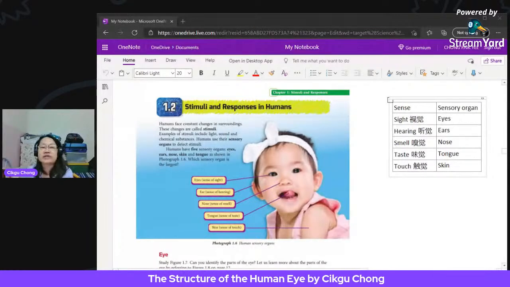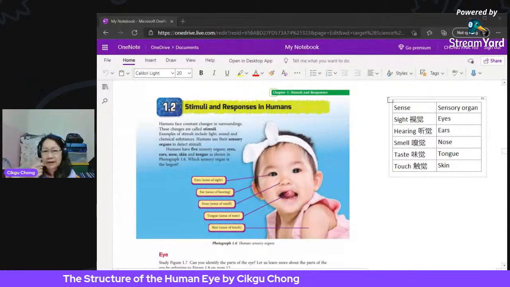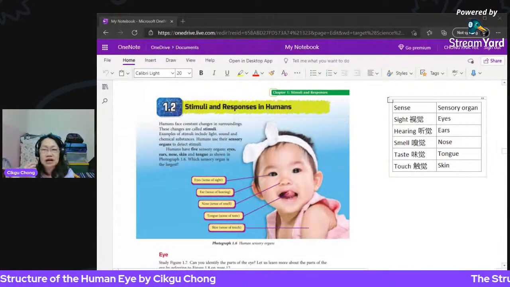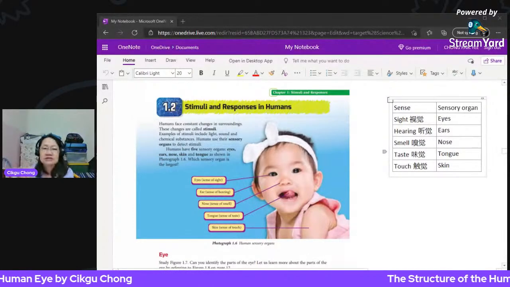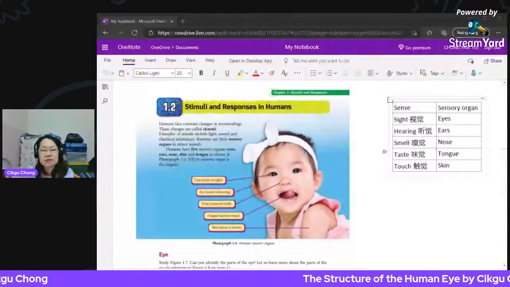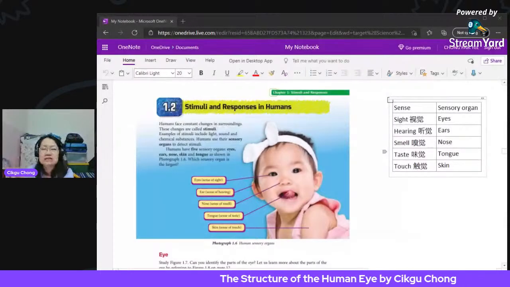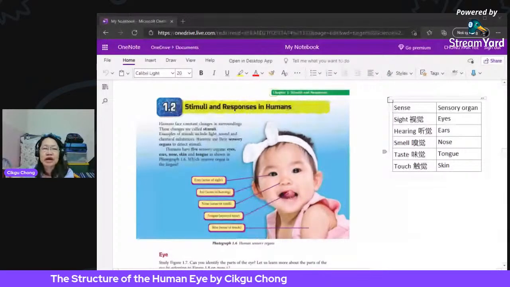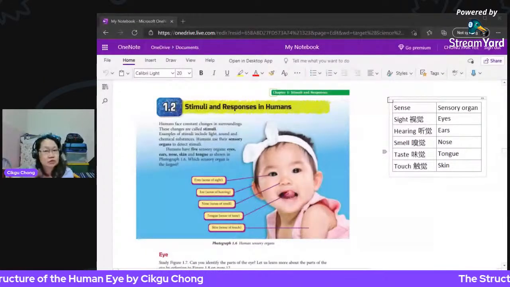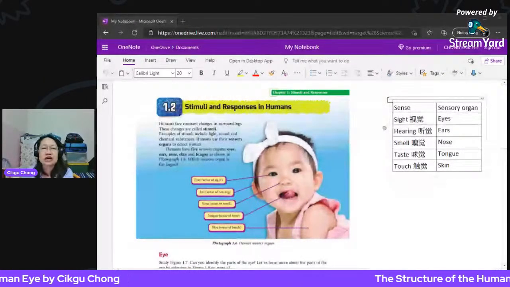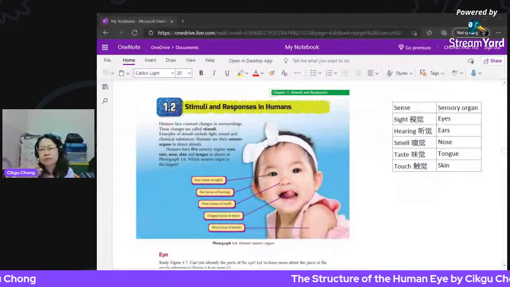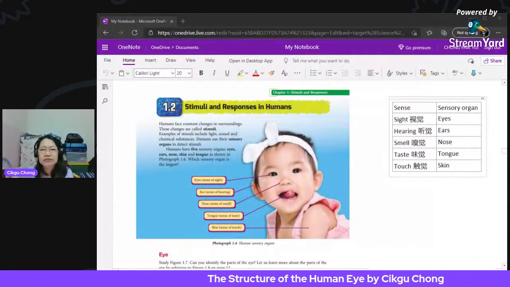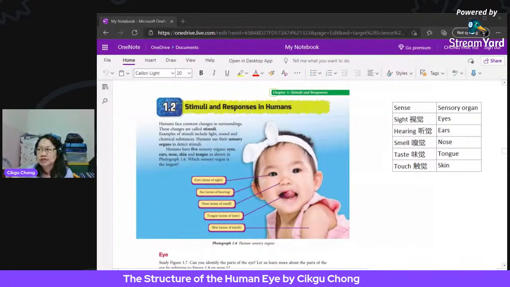Taste when you eat something, whether it is sweet, 甜, or sour, 酸, or maybe it is bitter, 苦, or we call it 咸, salty. So you actually have five tastes. It is the organ that helps you to taste, called the tongue. T-O-N-G-U-E. Most of the students cannot spell it correctly.